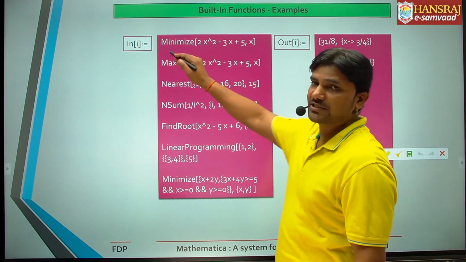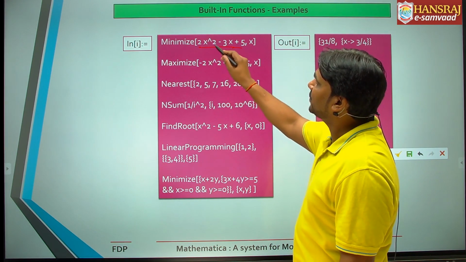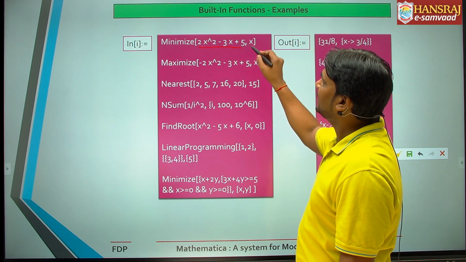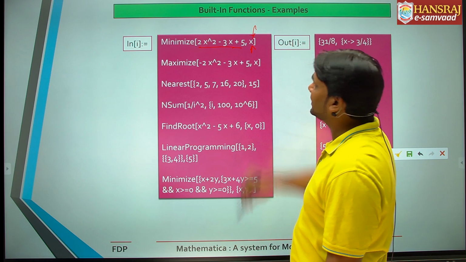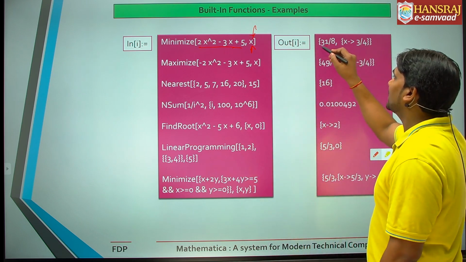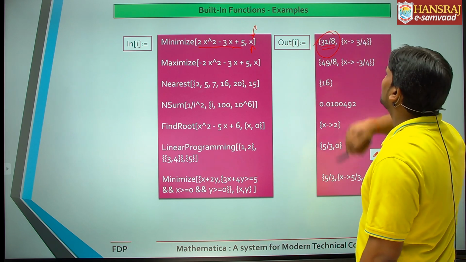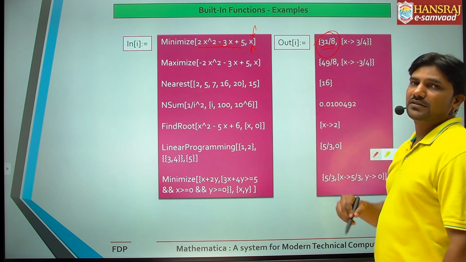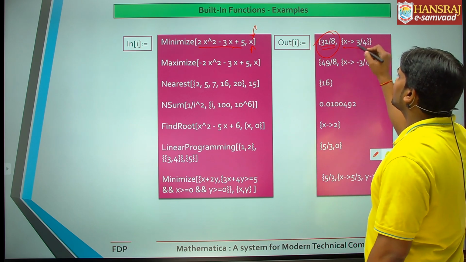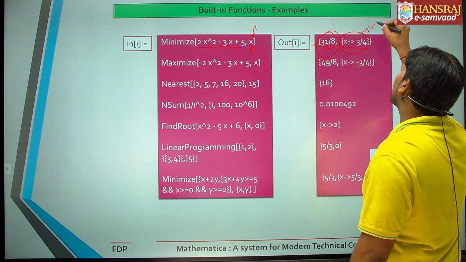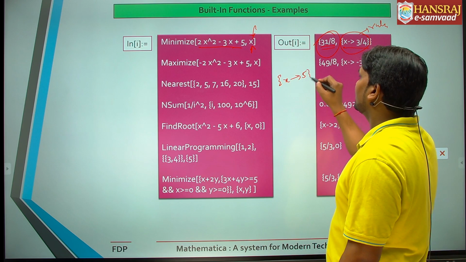Let's say the first input is minimize this function. The function is 2x to the power 2 minus 3x plus 5, and for the variable you want to minimize over, you put x here. Then your output will be like this one, 31 by 8. That means 31 by 8 is your minimum value, and the point where you have the minimum value is x equal to 3 by 4. So that is called a rule. Whenever you see something written like this, that is called a rule.